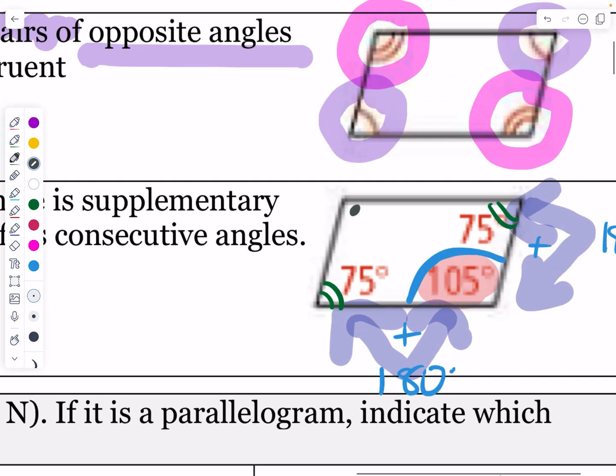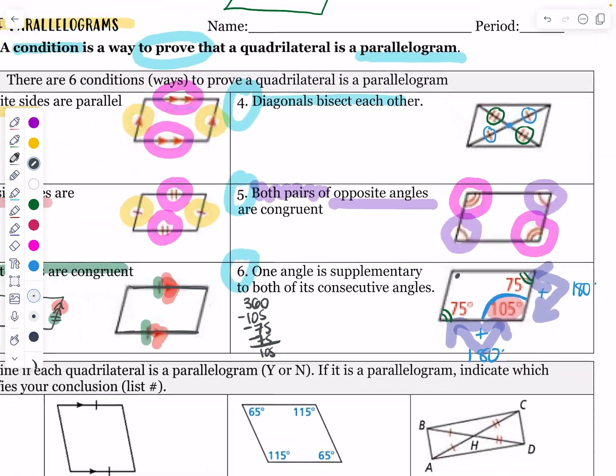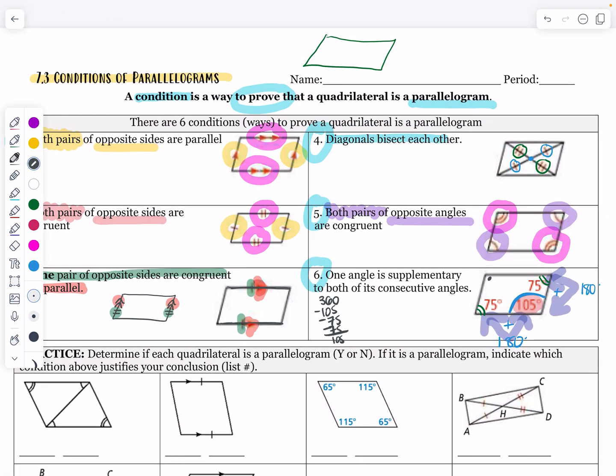So essentially what they're doing is saving you time, saying you don't have to check the math. If 105 is supplementary to its next door neighbor, its consecutive angle 75, as well as the one on the other side, then this is going to be a parallelogram.